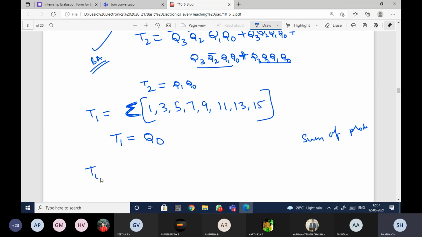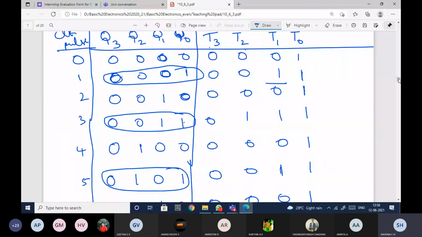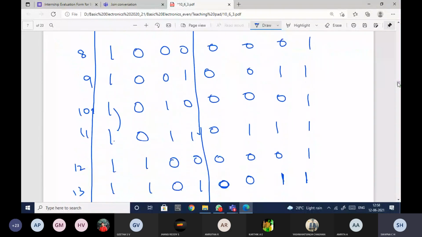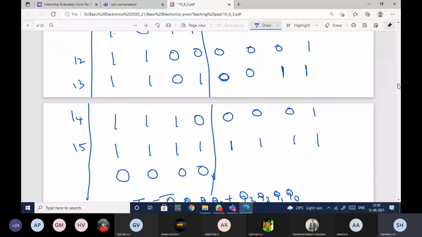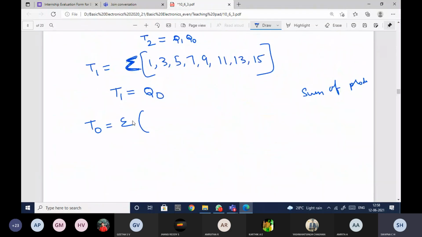In the same way, I have to write for T naught also. T naught, as I've already mentioned, will toggle for all the inputs. So if you check the table, everywhere the T naught value is 1 only. So if you try to write the equation for this, T naught will be equal to summation of 1, 2, 3, 4, 5, 6, 7, 8, 9, 10, 11, 12, 13, 14, 15. This is the equation for your T naught.